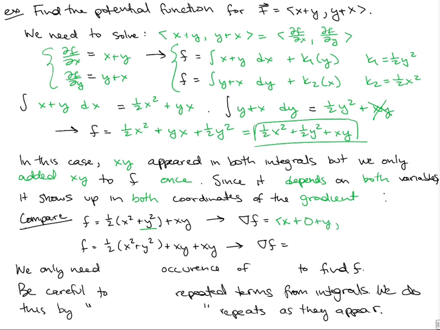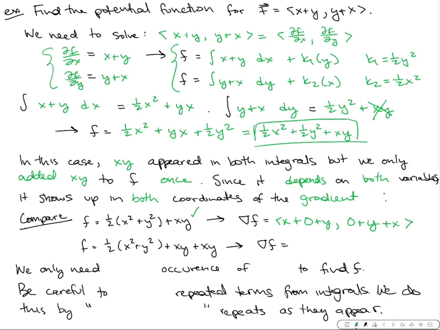And then when we do our derivatives with respect to y, the derivative of 1/2 x squared is going to be 0. The derivative of 1/2 y squared is going to be y. And the derivative of xy with respect to y is going to be x. And so, just like we wanted, this gives us x plus y, comma, y plus x. That's the gradient we wanted, so we know that this is the correct function.